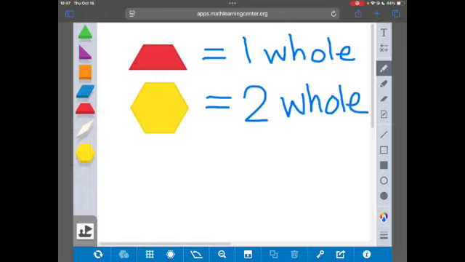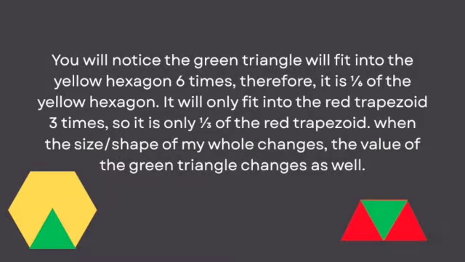Okay, let's look at the green triangle. The red trapezoid equals 1 whole, so once again, I want to know how many green triangles do take up that space of 1 whole. Okay. It takes 3 green triangles to make 1 whole. Therefore, 1 green triangle is going to equal 1/3 of the whole.